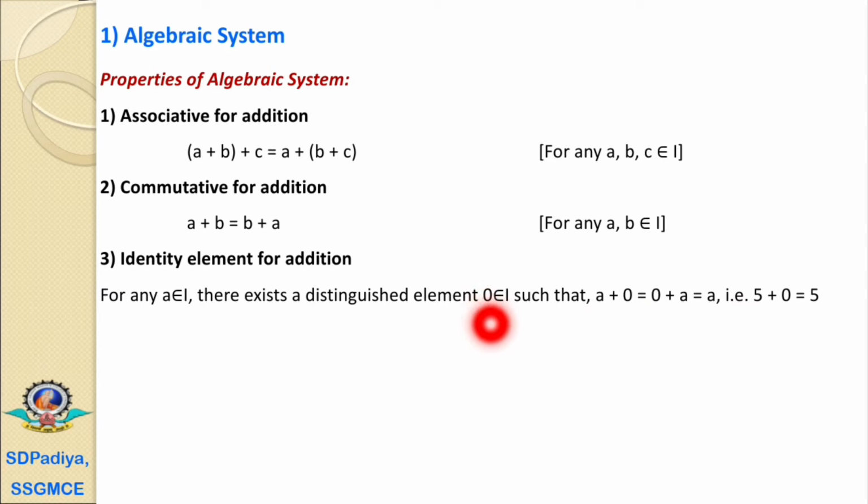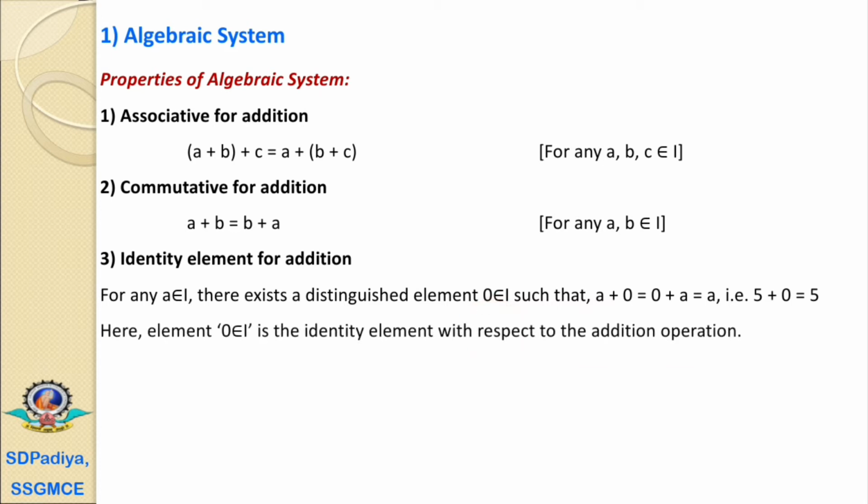And if this 0 is an element of this set, then we say that this algebraic system follows the identity property. Here the element 0 belonging to I is the identity element with respect to the addition operation.